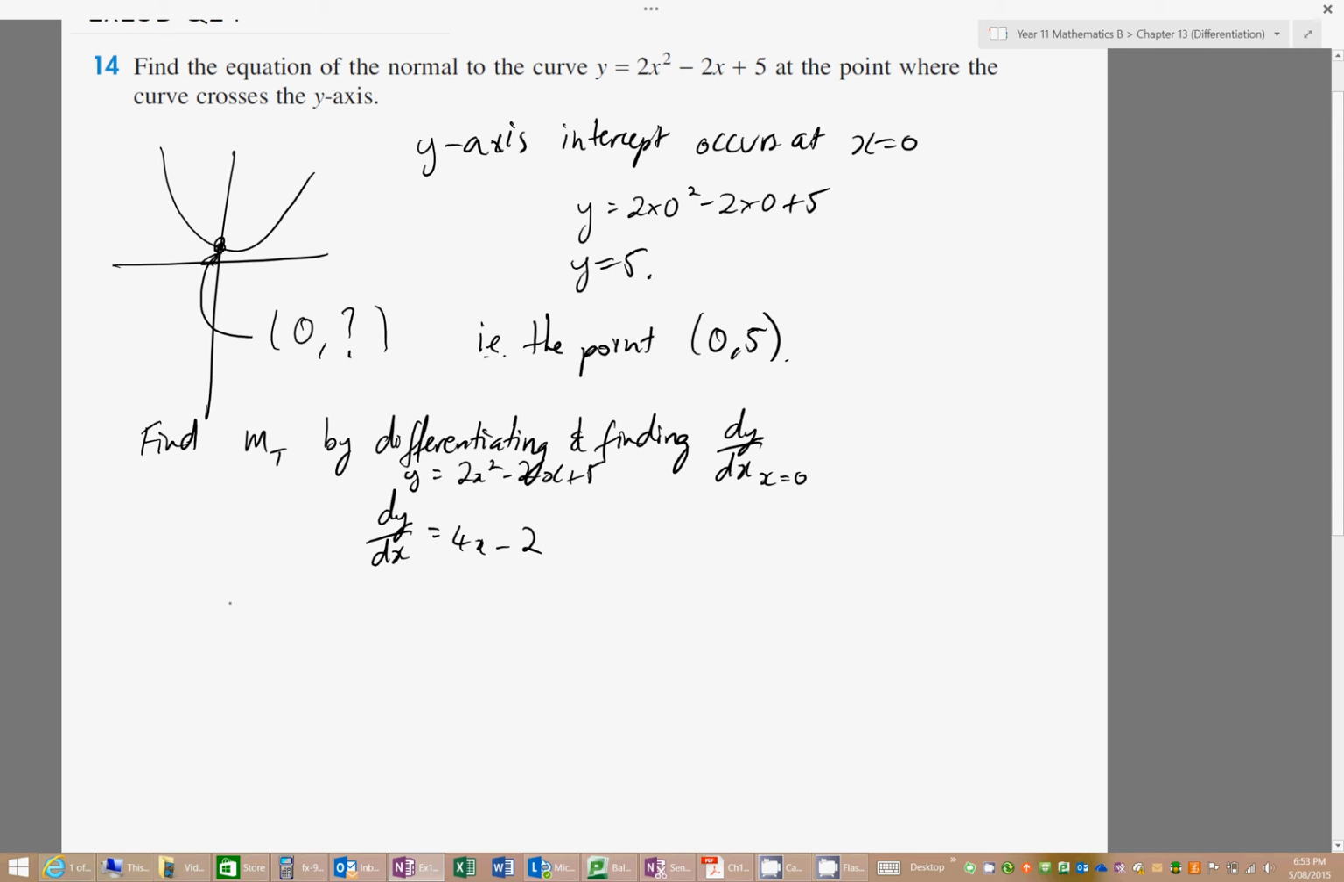4x minus 2. Okay, I want to know what this is at x equals 0. So dy/dx at x equals 0 is 4 times 0 minus 2, or minus 2. That is the gradient of the tangent at that point. Okay, sloping downwards. Sounds good. Okay, remember we're not actually after that one. We don't want the gradient of the tangent. We want the gradient of the normal.